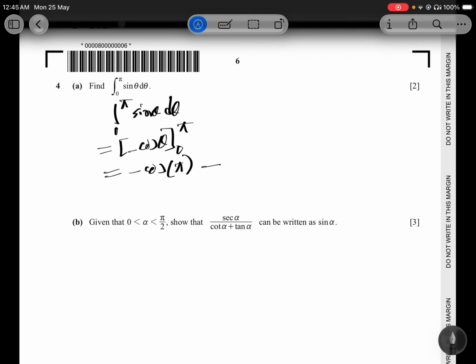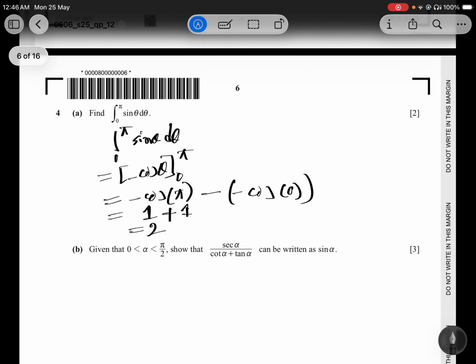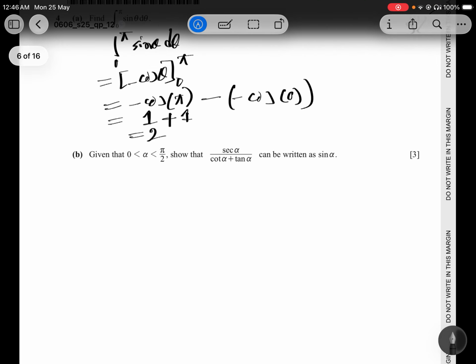formula, minus cos of 0. Okay, cos pi, 180 degrees, is negative 1. So it should be positive 1 here. Minus minus plus, and cos 0 is 1. So our total result is 2. Let me check. It's a bonus marks. Acha, sin theta minus cos theta. Okay, done.